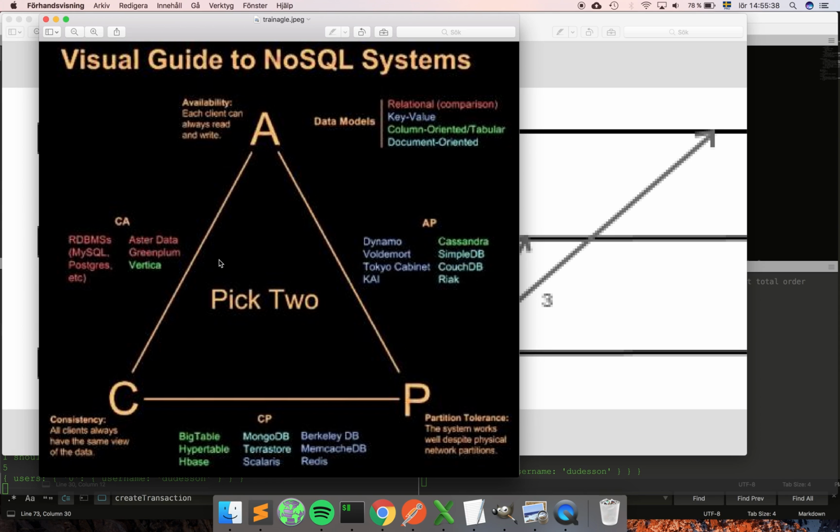And the CAP Theorem states that you can pick two of these, but you cannot have all three at the same time. So you would have to relax the requirements of one of these, like CAP.